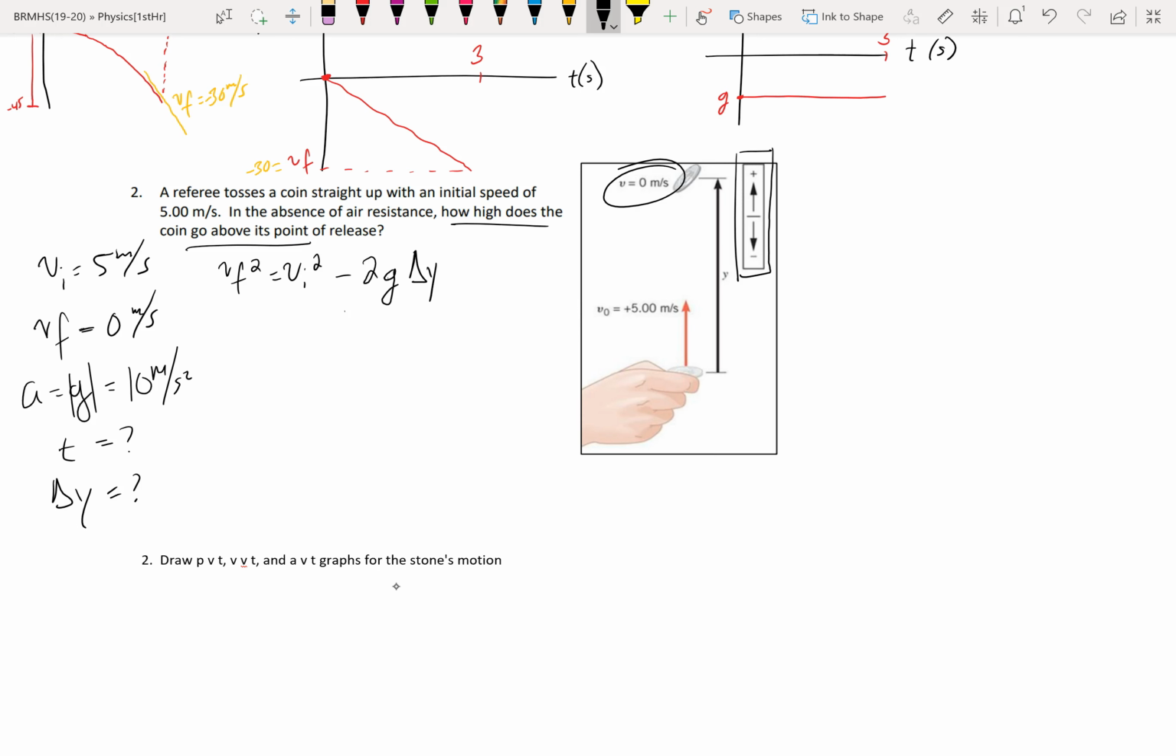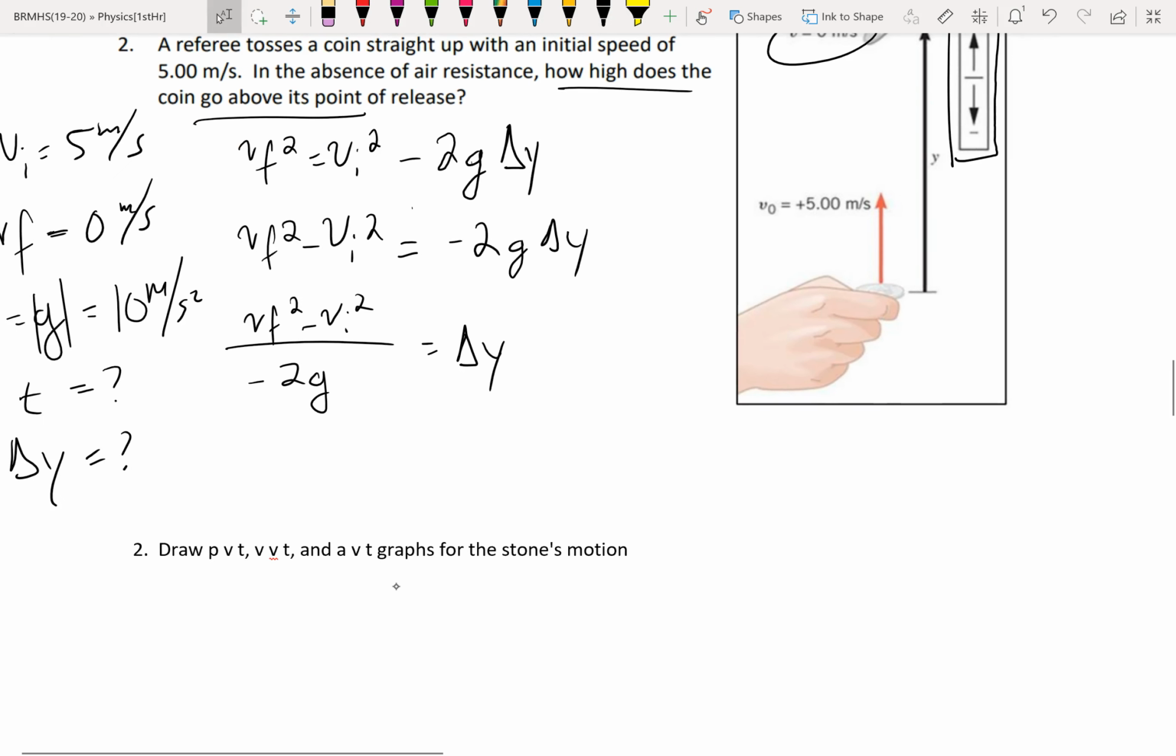What are we looking at? Delta y, that's what we want. How high does it go above its point of release? So we solve for delta y. So vf squared minus vi squared equals minus 2g delta y. And then I need to divide by 2g. Minus 2g equals delta y. I've gotten delta y by itself.